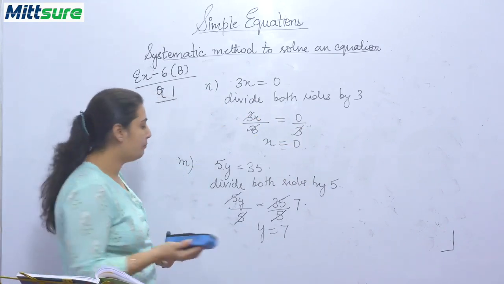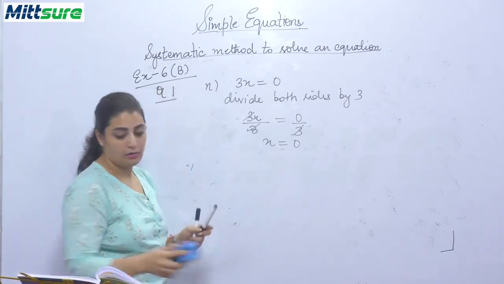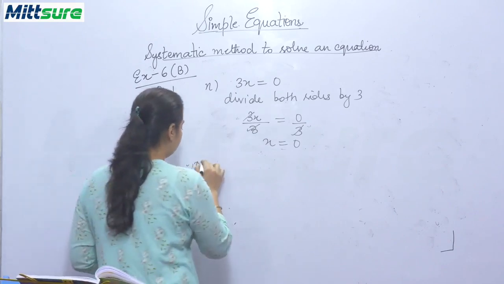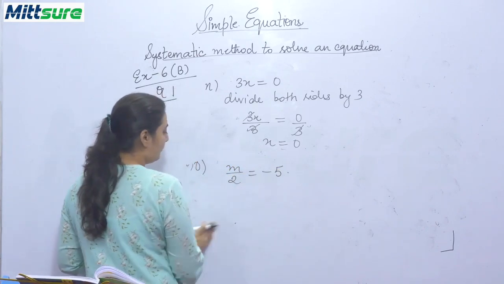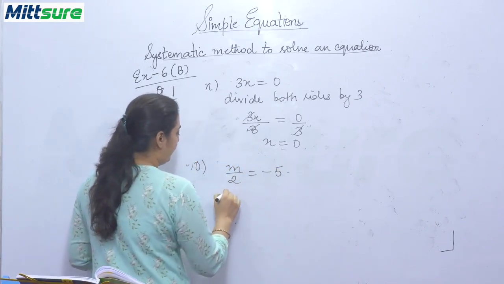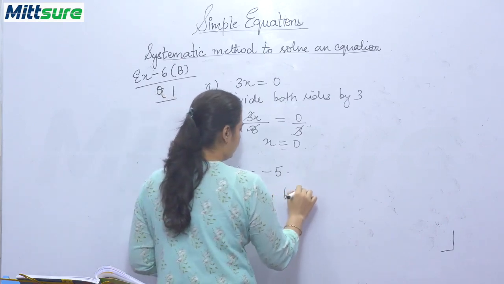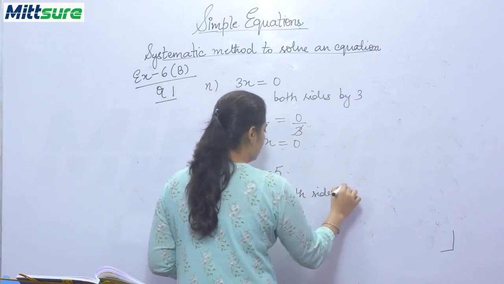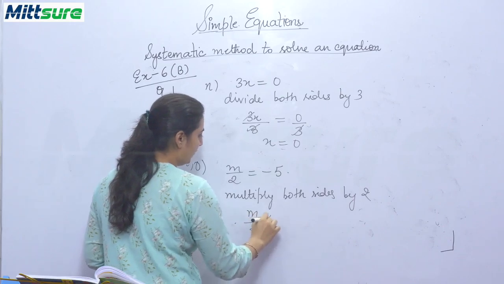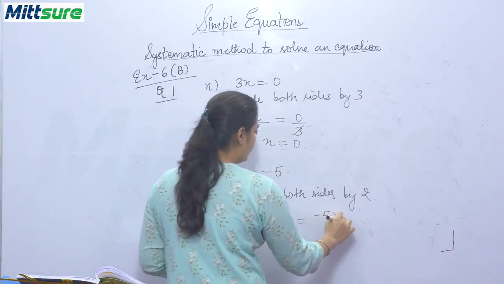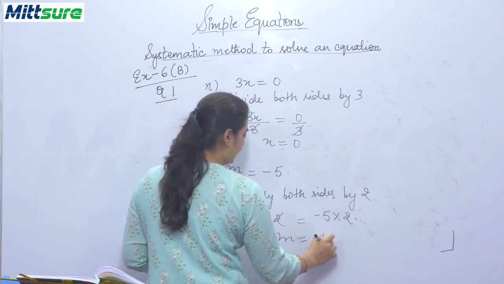Now O part is m by 2 equals to minus 5. Now multiply both sides by 2. So m by 2 multiplied by 2 equals to minus 5 multiplied by 2. 2 cancels 2. M is equal to minus 10.